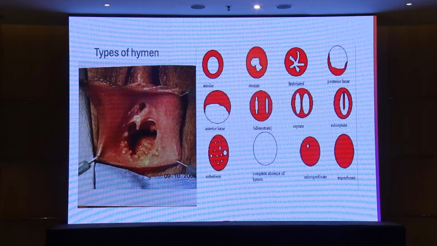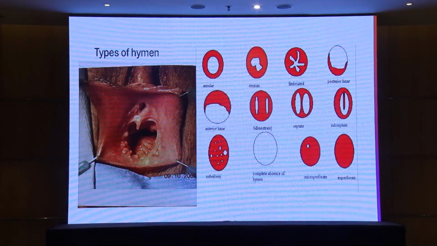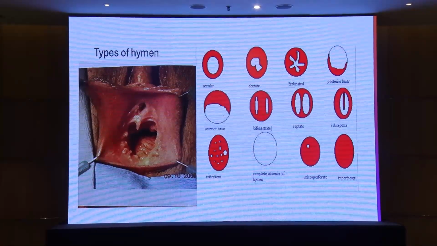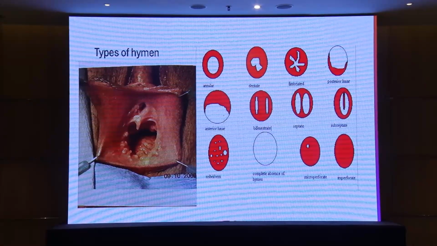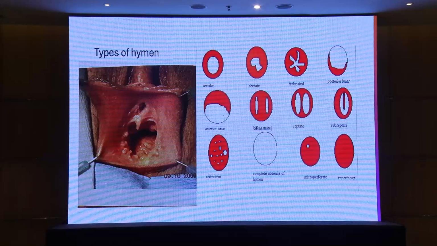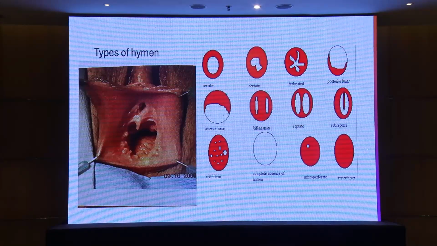This is how the hymen really looks in younger patients, and this is one of the most common views you will come across whenever you see a hymen repair going through. There are different types of hymen: annular, dentate, fimbriated, posterior, and many more. But the one you will come across very regularly is the fimbriated one, which is how it looks in this picture.